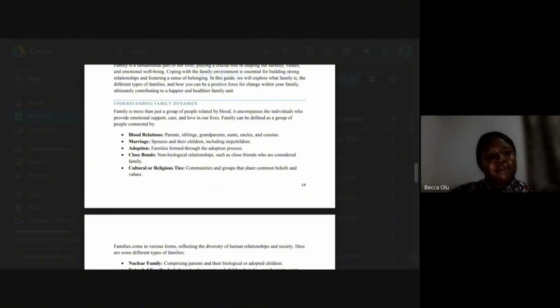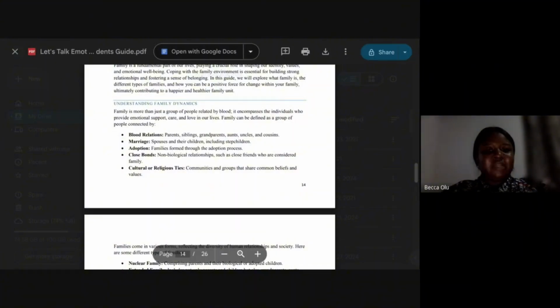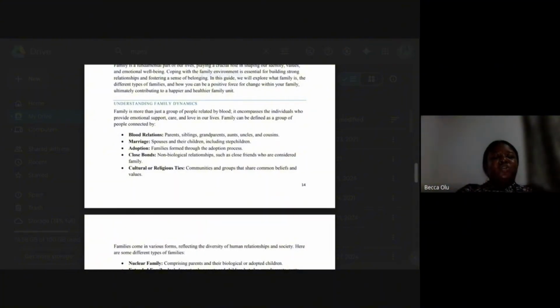It's not a separated family anymore. Adoption. For people who adopt children, when you adopt a child, that child becomes a member of your family. That child is now family because the person that adopted the child is now in the position to provide support, care, and love in the life of that child.